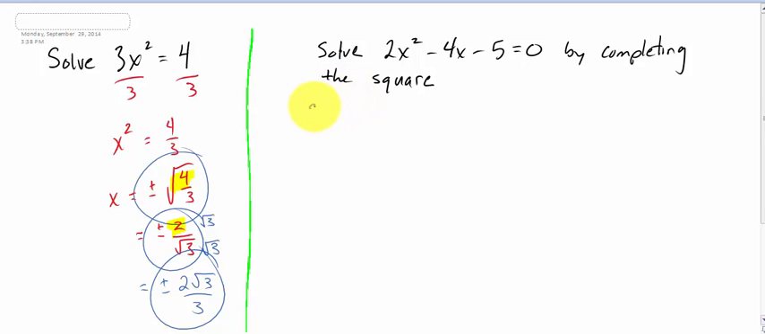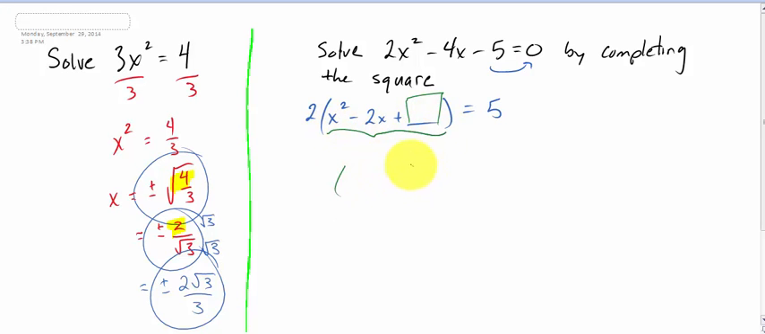So first thing to remember is that the leading coefficient has to be 1. So we factor out the 2 from the two terms with x's in them. And I'm going to move the constant term over to the other side. Okay, so now we need to pick a magic mystical number to go right there that will enable us to take this new quadratic and factor it into something squared. And how do we get that? We take the b, divide by 2, and square it. So negative 1 squared is 1.